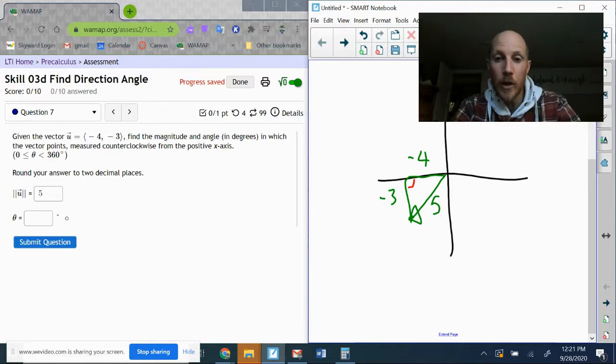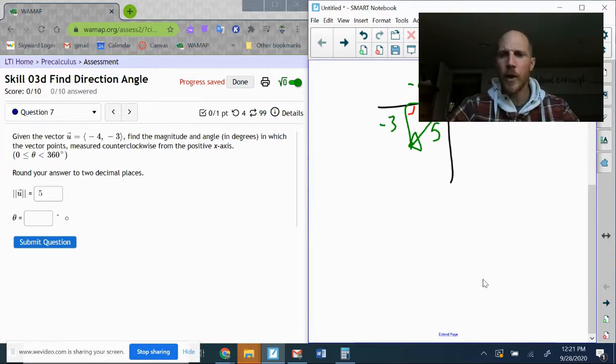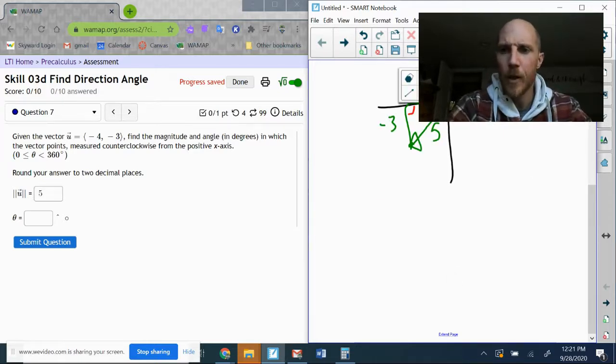At this point, you really have a choice if you wanted. You could use any trig ratio. You don't have to use tangent. Since we already found the hypotenuse, you've got adjacent is -4, opposite is -3, and the hypotenuse is 5. You could use sine, cosine, or tangent if you wanted. It's your choice. I'm not going to do all three right now. That's totally a thing that I could do, but I'm just going to stick with tangent, I guess.